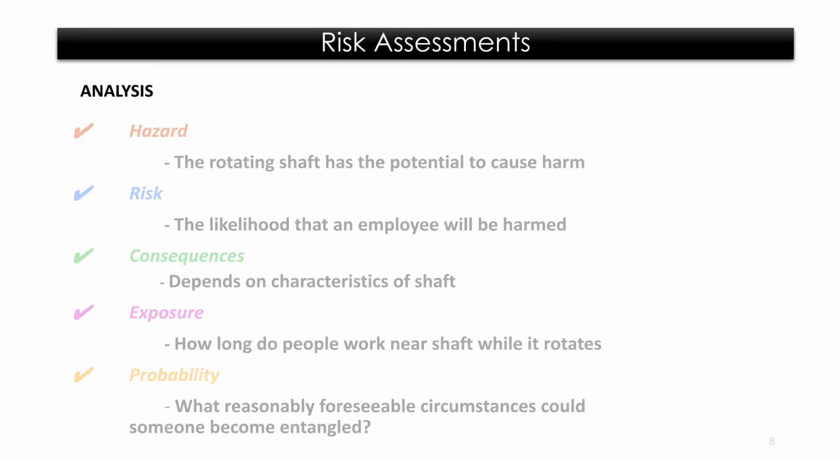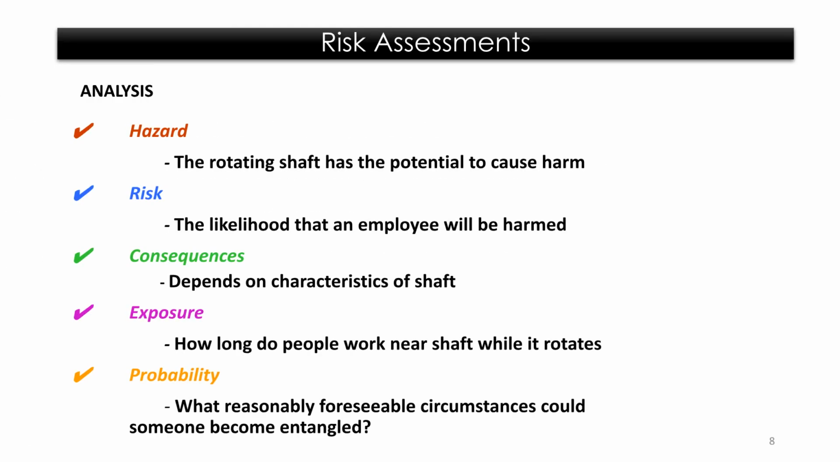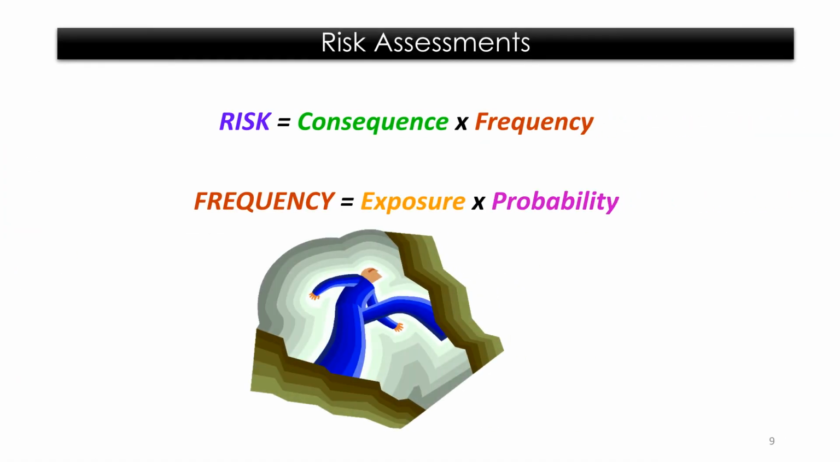Risk assessment analysis involves understanding the hazard, which is the potential for harm, and the risk, which is the likelihood of harm. We also look at the consequences, exposure, and probability of an event. Risk is calculated as consequence multiplied by frequency. Frequency, in turn, is calculated as exposure multiplied by probability. This framework helps quantify and manage risks systematically.